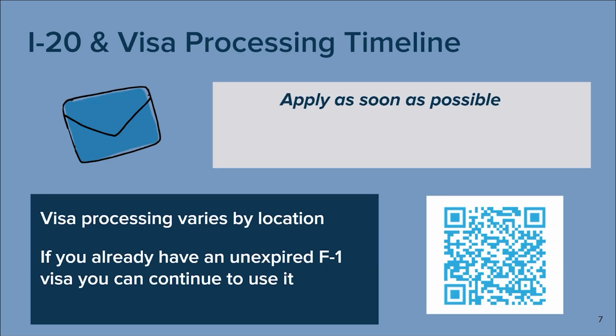We can see here, there's a little note, if you already have an unexpired F1 visa, you can continue to use it. So we may have some students here that are transferring potentially from another program here in the US. So if you've already entered in F1 status and you already have an F1 visa and you've used that F1 visa at least once, you can continue to use it after transferring your I-20, your F1 SEVIS record to Columbia.